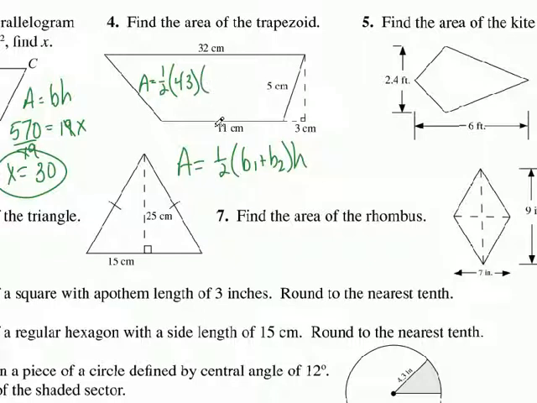Times the height. Do I know the height? They don't give it to me, but I can figure it out. Look how easy it is. This is 5 right here. This little bit is 3. So what's this? That's 4. So the height is 4. So that's it. Let's do this. Half of 4 is 2. And then 2 times 43 is 86. All without a calculator, right?